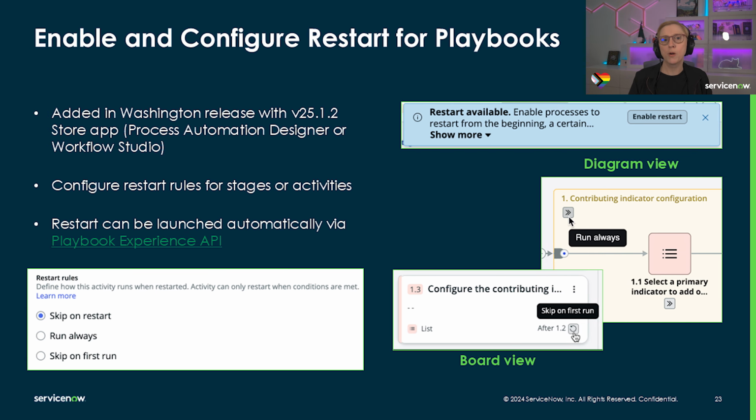When you open a playbook that was created prior to Washington for the first time after upgrading the store apps, you will be prompted to enable it for restart. This setting is also found in the playbook properties. After enabling restart, you can then decide the restart rules for each stage and activity. The default setting is skip on restart, and you can see a tooltip on both board view and diagram view if an activity or stage is set to either of the other options.